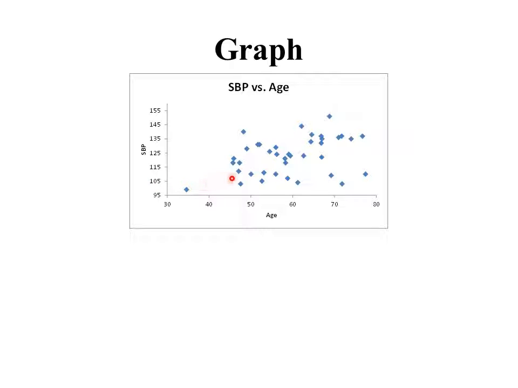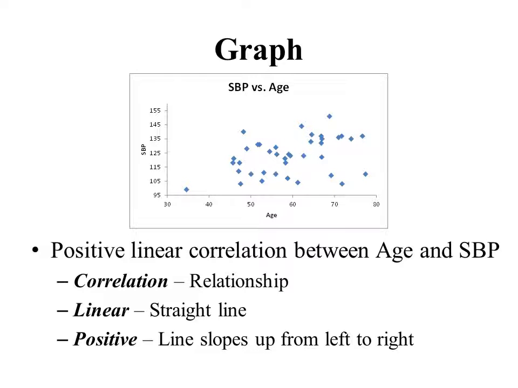Also note that we could draw a straight line through those dots that captures the general trend of those dots. We're going to have to use our imagination a little bit to see that straight line, but we can draw a straight line that captures the general trend of that data. And because of that, we say that there is a positive linear correlation between age and systolic blood pressure. Correlation is just a fancy name for relationship. Linear means that a relationship can be described by a straight line.